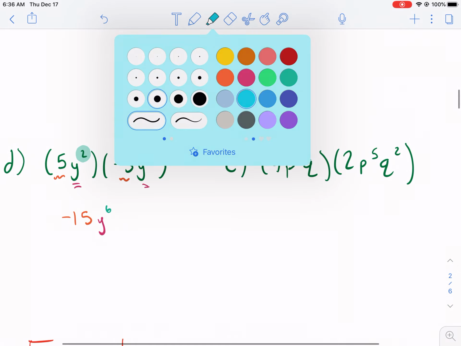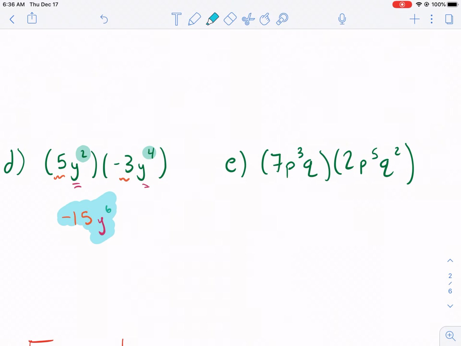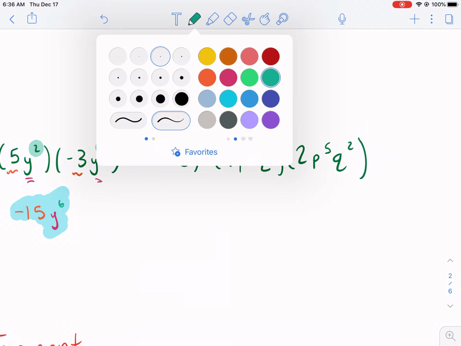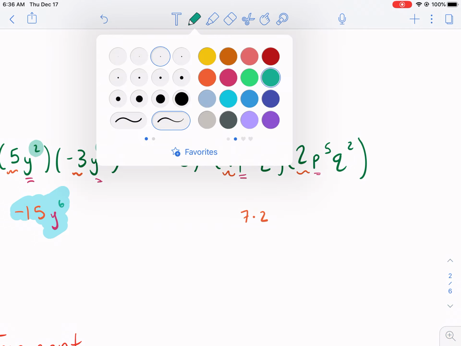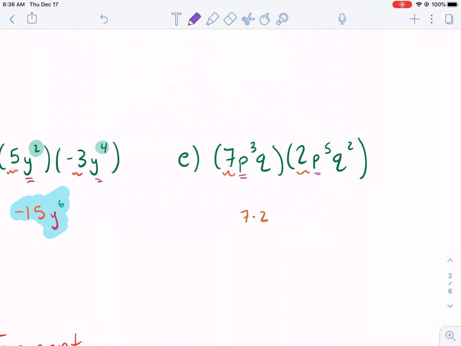I've been highlighting them. I might as well keep highlighting them in blue. All right. Again, let's look at the coefficients here. Let's look at like terms. So we have 7 and 2. So 7 times 2. I'll write this one out this time. Then we have, okay, we have a couple different bases here. We have P, and then we also have, let's go purple. We also have Q.